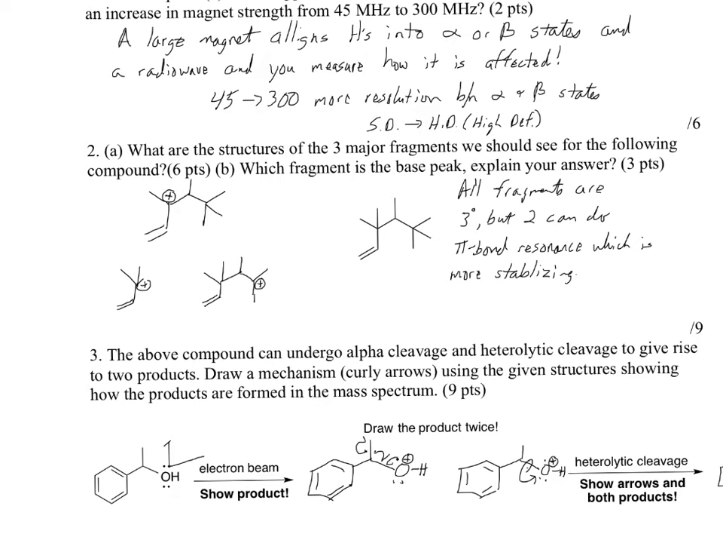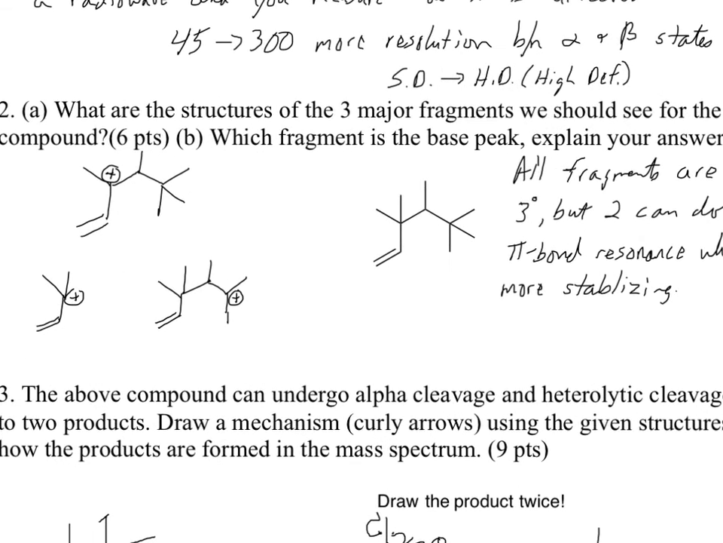So this one's asking you to take a look at this structure and say what are three major fragments we should see for the following compound. So we wanted 3 different cations, right? In mass spec we see cations, so we have to see plus charges. And we want to make tertiary carbocations if we can because there's more hyperconjugation.